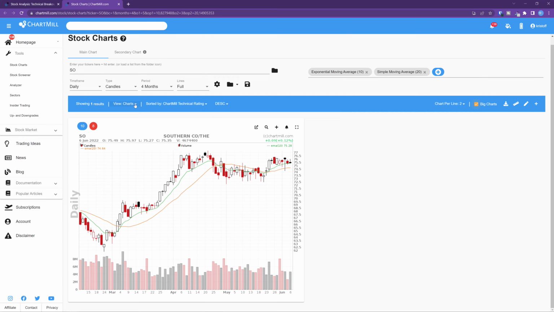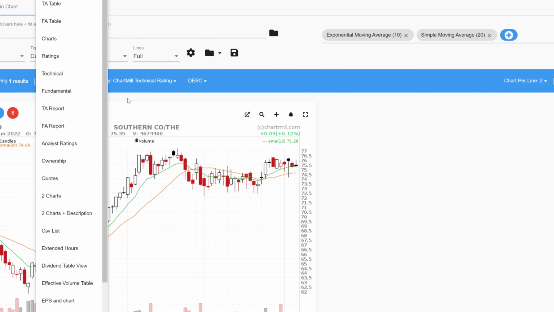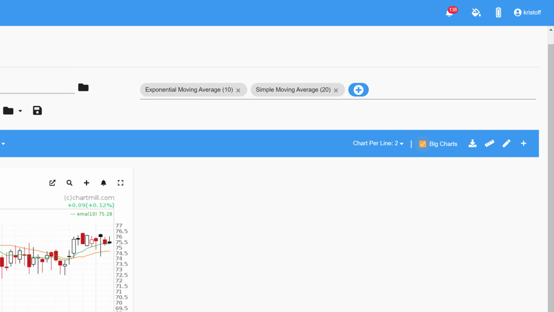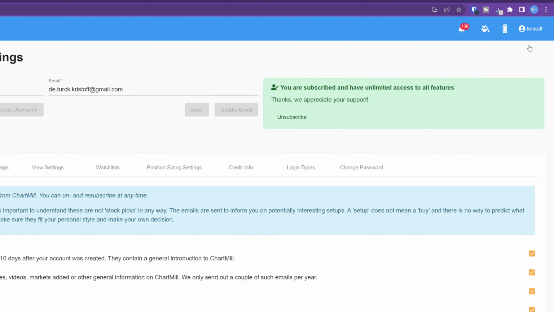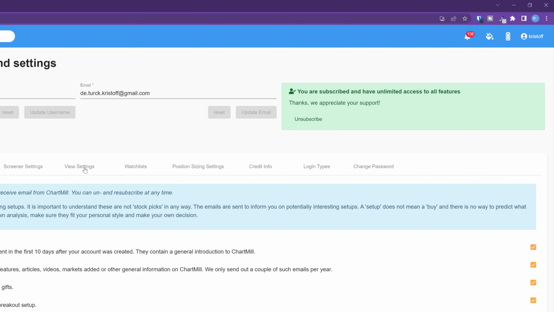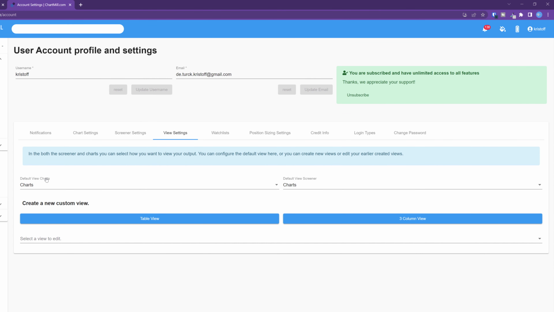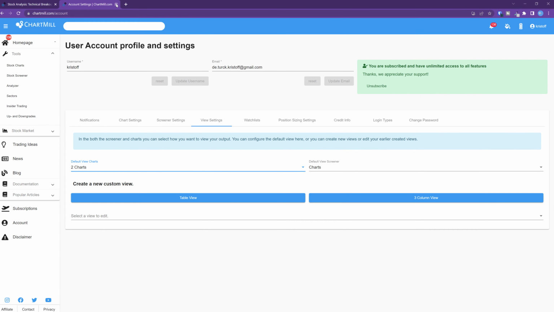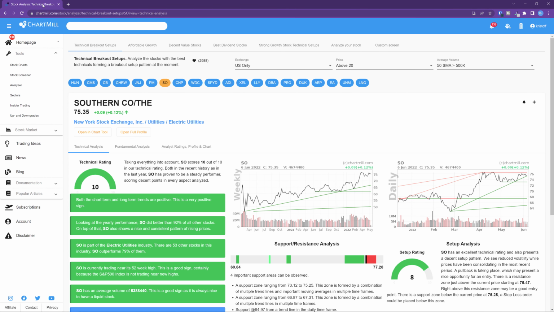Now, I could change this again to 2 charts, but to avoid having to do this over and over again in the future, I'm going to change the default settings. To do so, go to your account by clicking on your name in the upper right corner. Then select the view settings and change the default view to 2 charts. So scroll down, 2 charts. I'm going to close this tab. Now, whenever you call up the chart of any single stock, you will by default immediately be shown 2 charts.